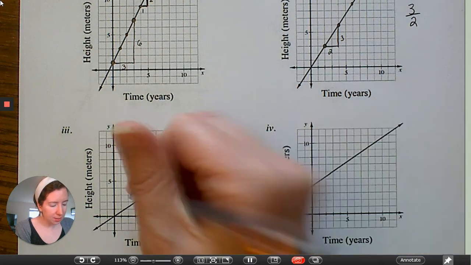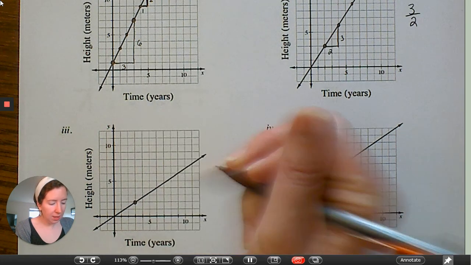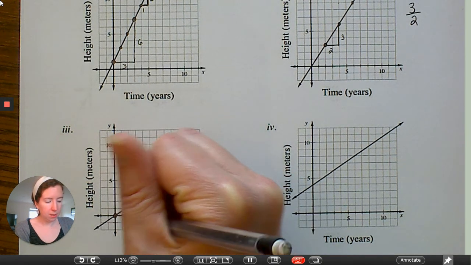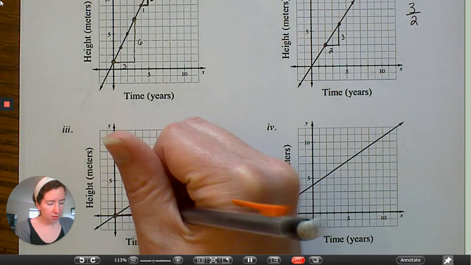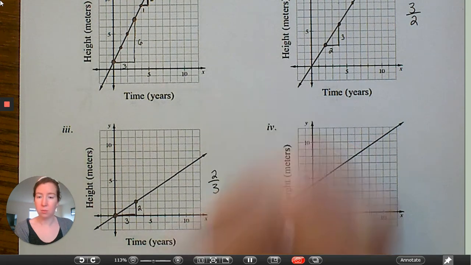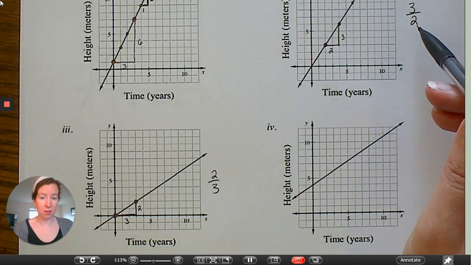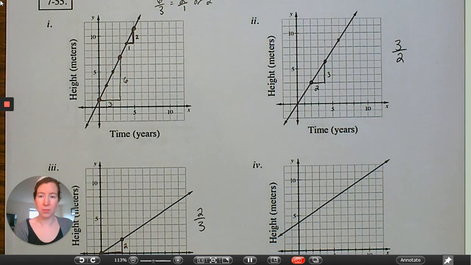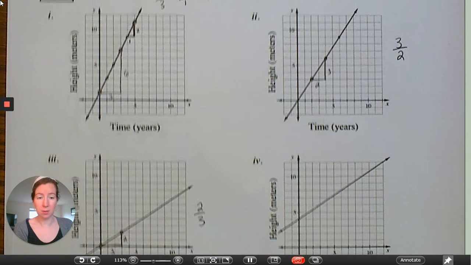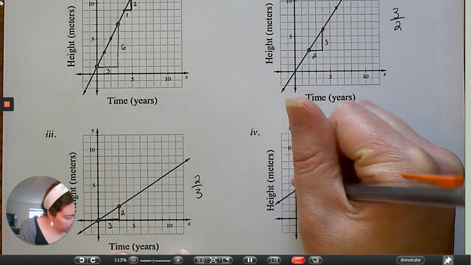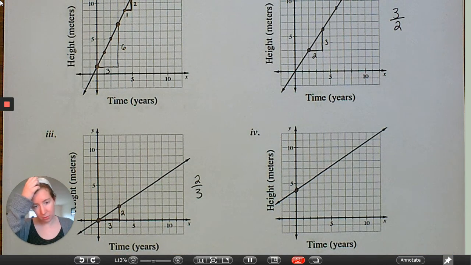Let's pick some points. I see one here, and it clearly goes through the origin, so might as well use that one. Draw in my triangle. This is 2. This is 3, so this one has a slope of 2/3, which is different than 3/2, right? You can see 3/2 is obviously bigger than 2/3, and this line is steeper than that line there. This one is the steepest of the 3 that we've done so far, because 2 is the biggest of all those numbers.